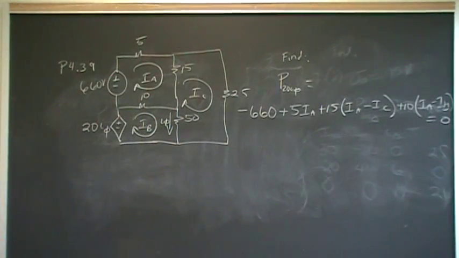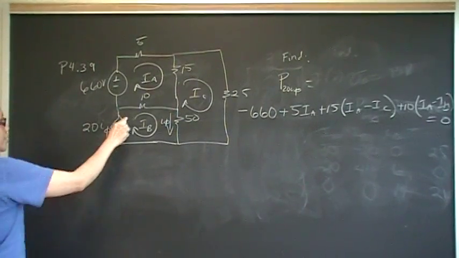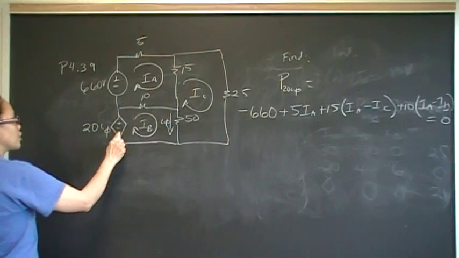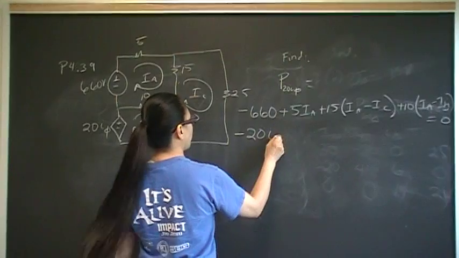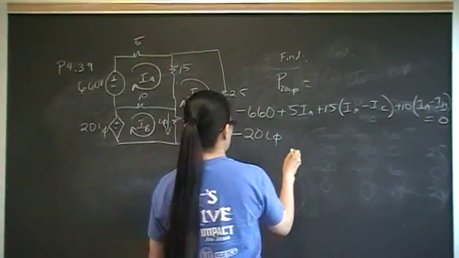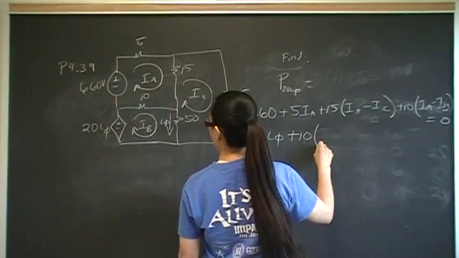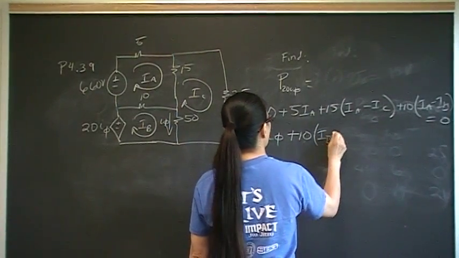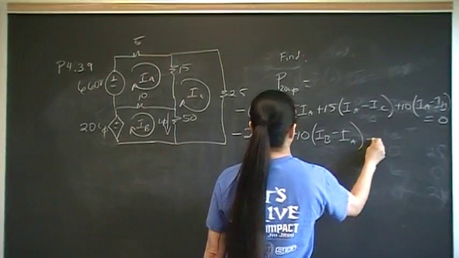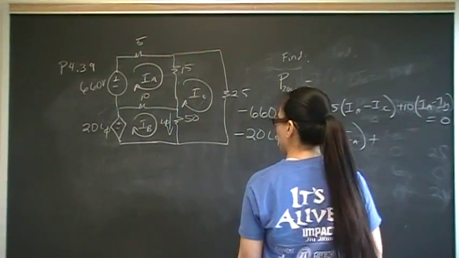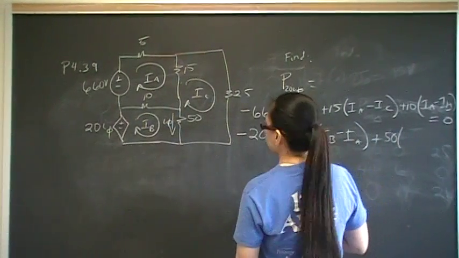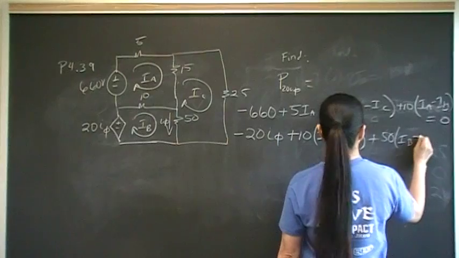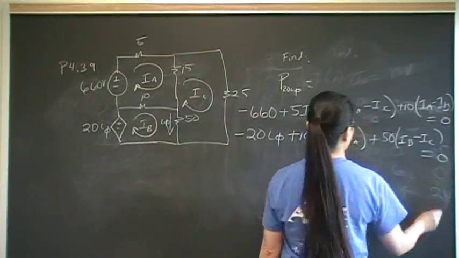So our second equation is going to come from mesh at IB. So we have positive current IB. The first terminal that it goes into is the minus terminal, so that tells me this is minus 20 I phi. The next voltage drop is going to be across the 10 ohm resistor, and that has net current of IB minus IA. And then finally, the current through the 50 ohm resistor is going to be 50, with a net current of IB minus IC, and all that has to equal 0.